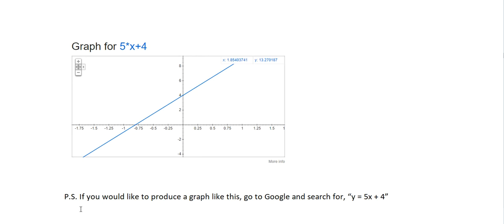If you'd like to produce a graph like this, just go to Google and search for y equals 5x plus 4, and Google has a graphing function. I think it has a function for everything except babysitting. Explore that. If you have any questions, please let me know. Ask your questions in the discussion board, and we can work some problems together.